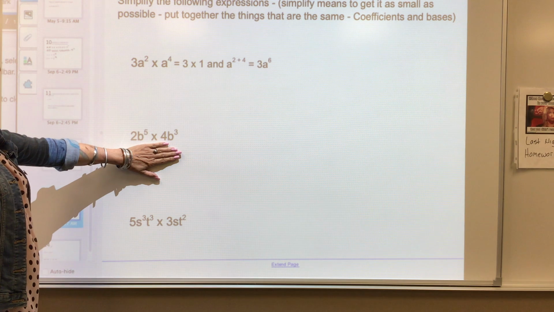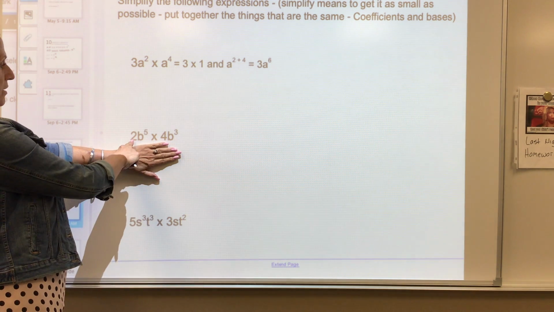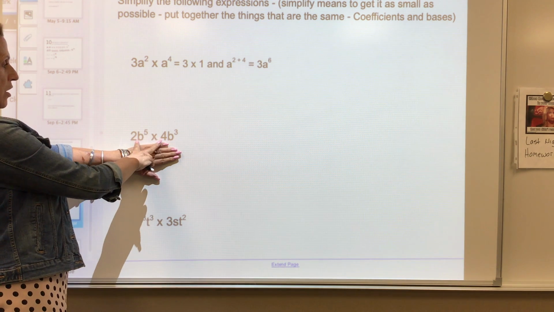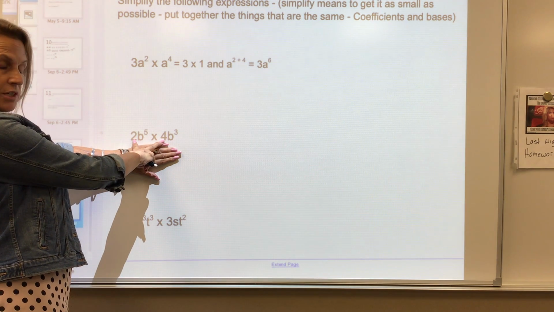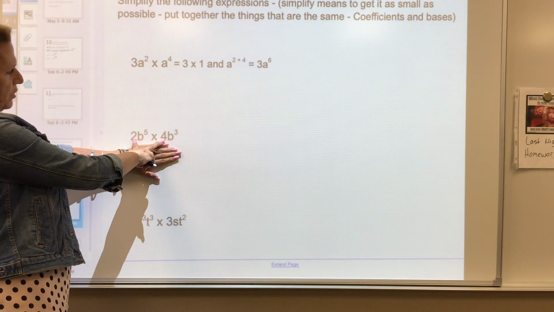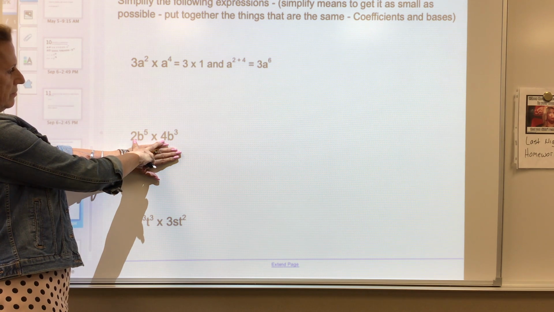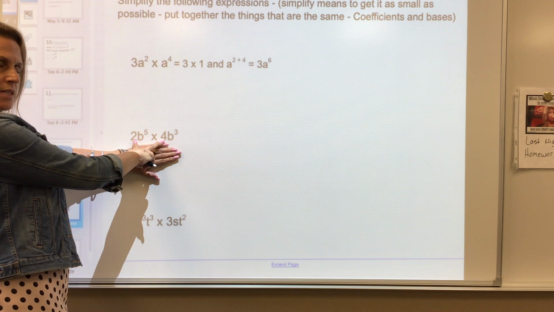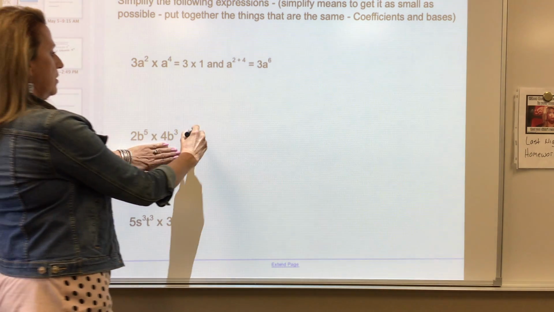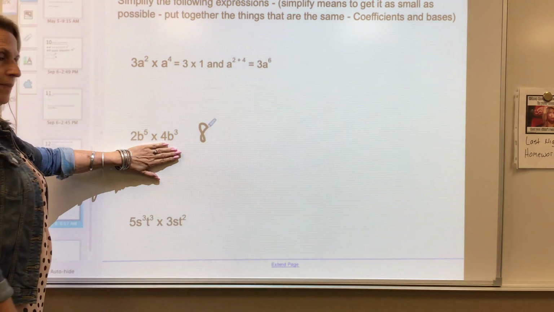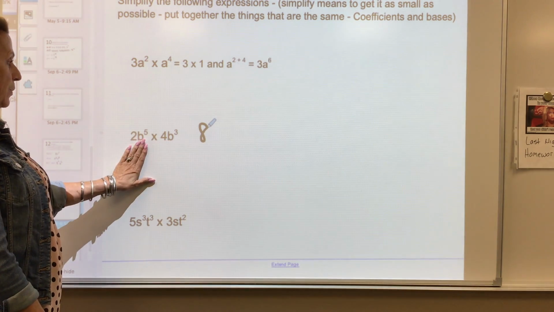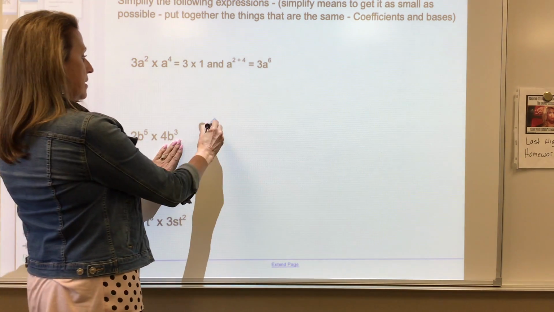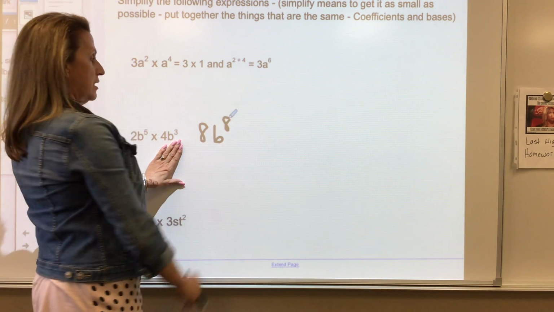So let's look at this. 2 and 4 are not bases because they have no exponents. So now they're just coefficients. Can I multiply 2 times 4? I can, because they're just numbers. Coefficients are just numbers. So 2 times 4, that's 8. And now I'm just going to count how many bases I have. I have 5 b's, I have 3 b's, I have 8 b's.